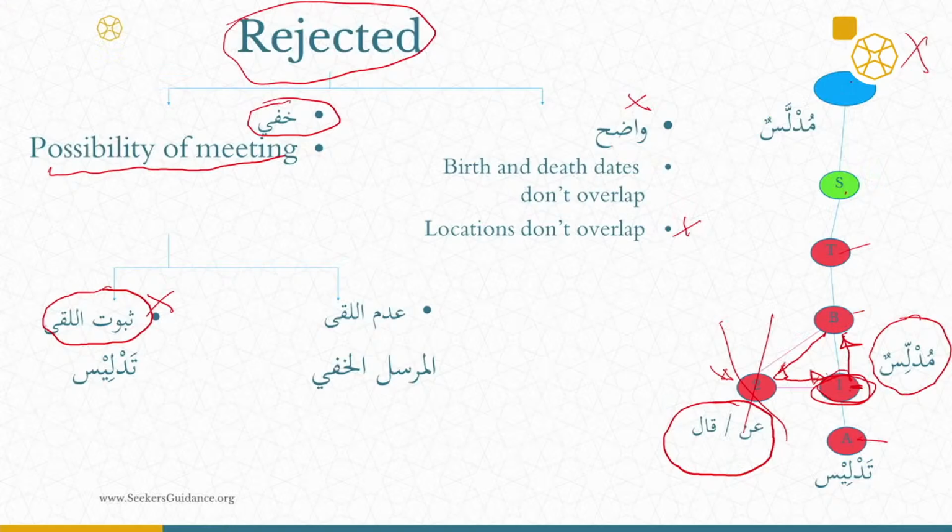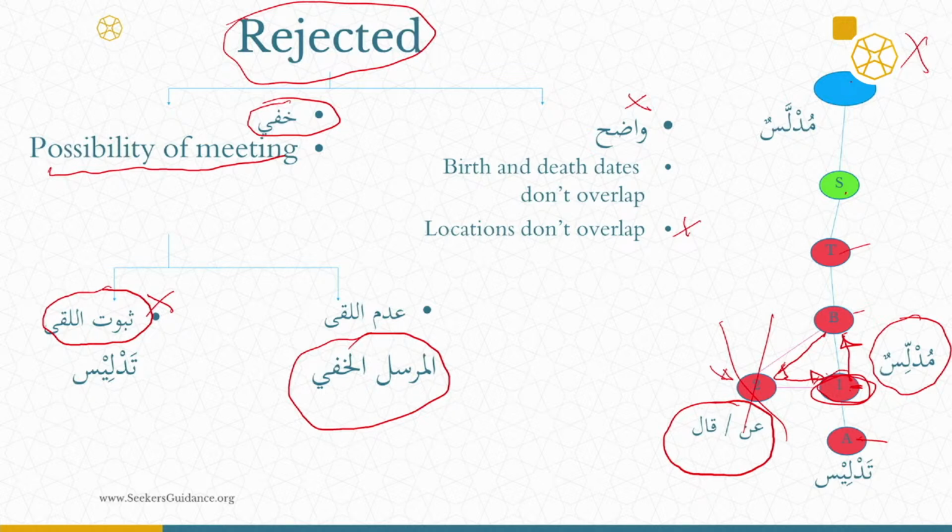So this is an introduction to tadlis. But there's something that's very similar to tadlis, right? It's not considered tadlis, but it's similar. And that is, on the chain here, or rather on the slide here, it's called al-mursalul khafi. So what's the difference between the two? We said it's similar, but it's not the same.